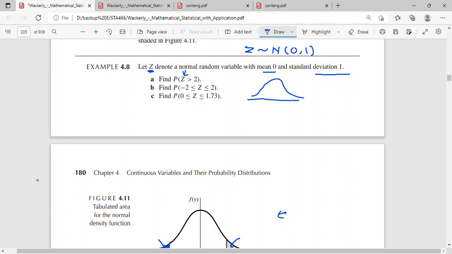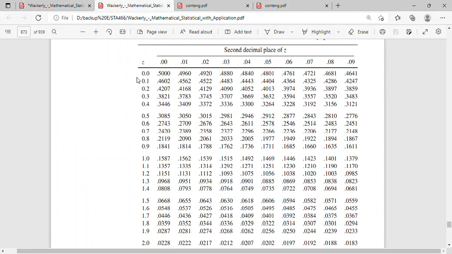Z tadi 2 here, positive 2, more than 2 maksudnya sebelah sini. Dalam ni yang area under curve ni yang kita nak cari nilai probability of z more than 2. So boleh tengok table sama ada tengok table merah ataupun tengok table kat belakang textbook ni pun boleh, dekat appendix.